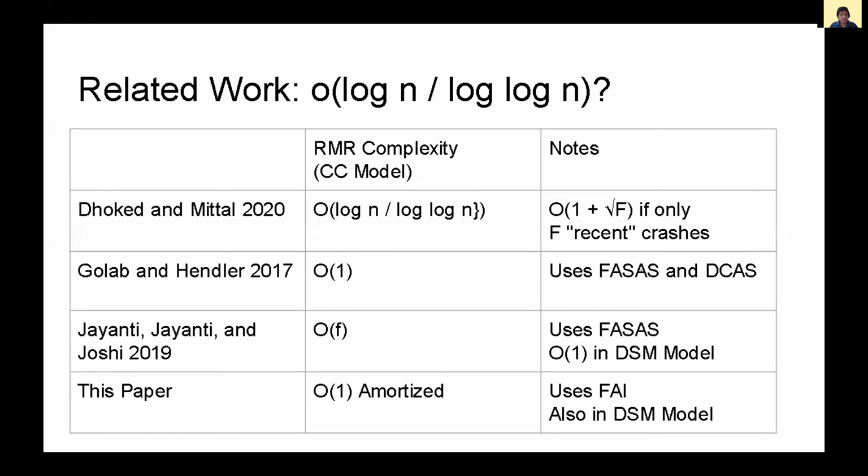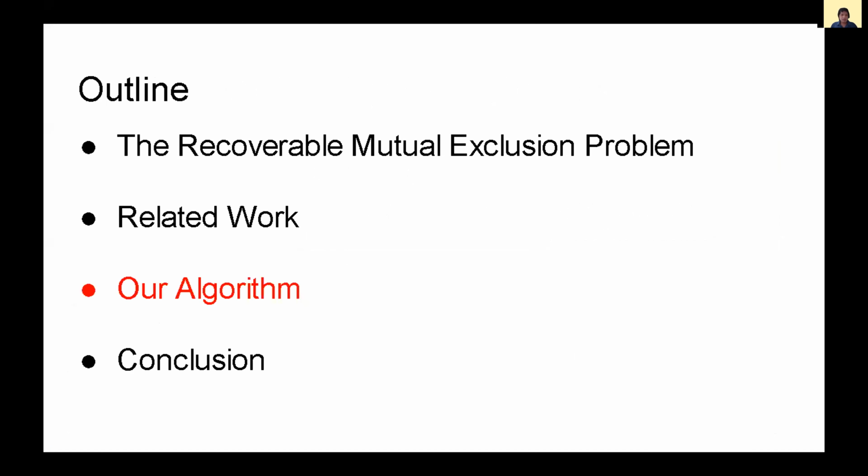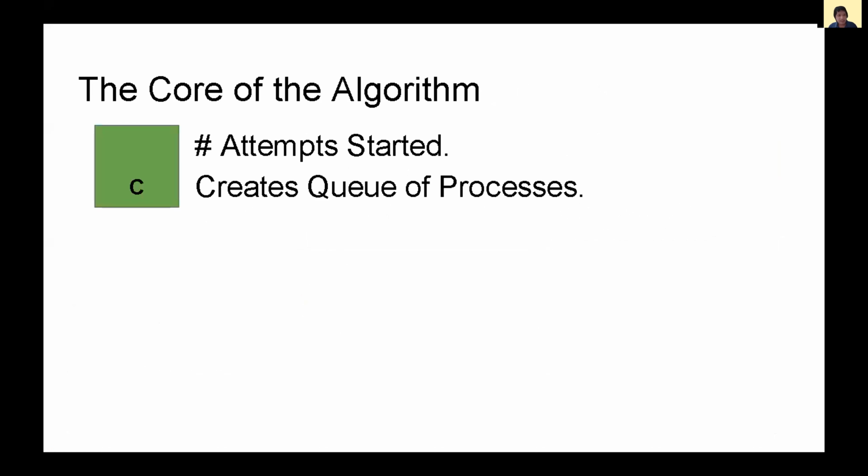So in this paper, we have another algorithm that is O(1), but amortized. And to achieve this, we use the primitive fetch and increment. So the core of this algorithm will be two fetch and increment objects. The first is a fetch and increment we call C, and this just stores the number of attempts that have been started. So at the start of the enter protocol, the processes would just try to increment this C, and then they will order themselves according to the value that they receive. So this effectively creates a queue of the processes. And in a world that has no crashes, this would be enough.